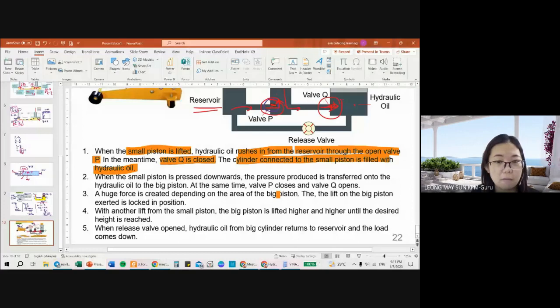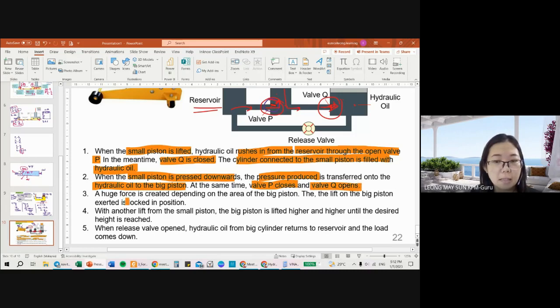And again, this one, I already sent it to you guys quite some time ago in the Telegram group. So when the piston is actually being pressed down, pressure is produced. This is where we have to mention Pascal principle already. Pressure is produced, is transferred onto the hydraulic oil into the big piston. At the same time, valve P closes, valve Q will open.